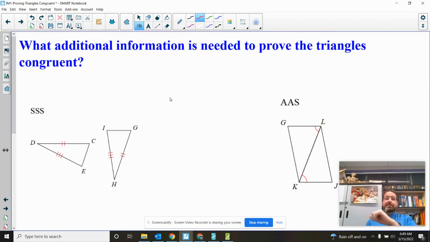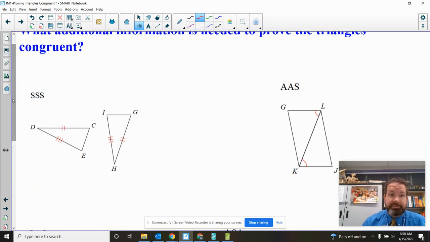Second type of practice problem you're going to see is where it says, okay, here's the situation. I'm going to give you a particular method, and I want to know what other information we need to prove congruence using this method. So let's see what we got. In these two triangles, I know that the sides with 2 marks are already congruent. I know the sides with 3 marks are already congruent. I just don't know anything about this last side.